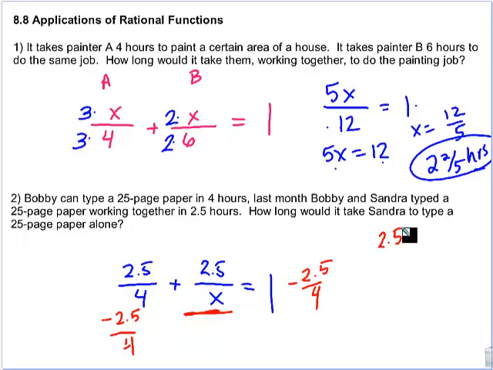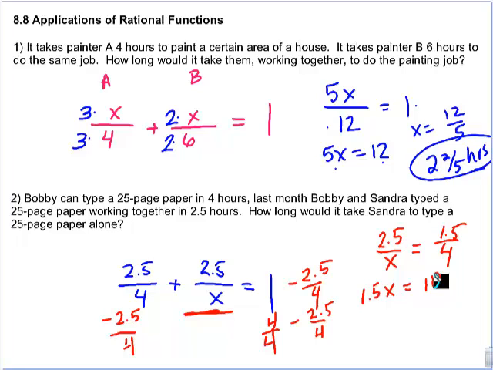So then we are left with 2.5 over x is equal to, what will be 1 minus 2.5 over 4? That's like 4 over 4 minus 2.5 over 4, so 1.5 over 4. All right, then how do we solve this? So x times 1.5, which is 1.5x, is equal to, what's 4 times 2.5? 10. Divide it by the 1.5, and what do we get for our x?